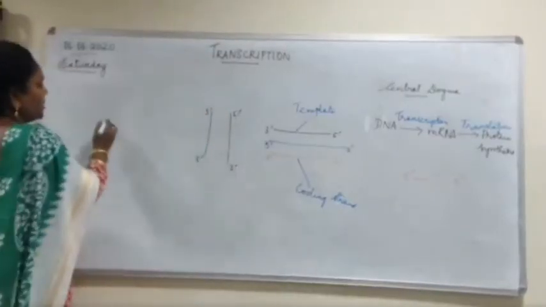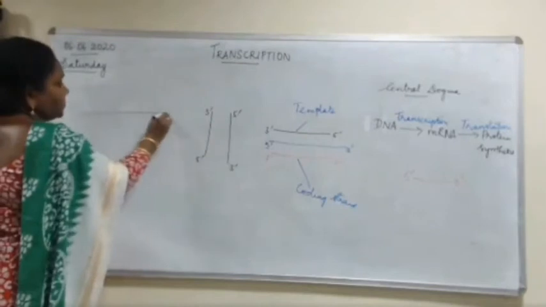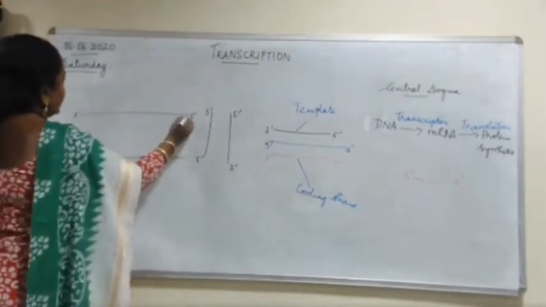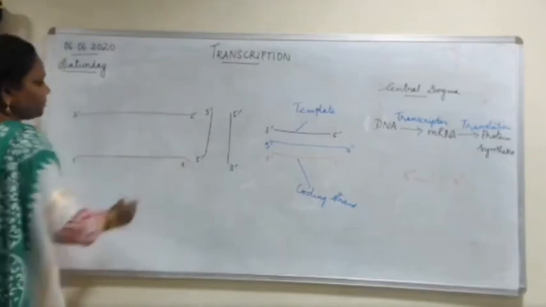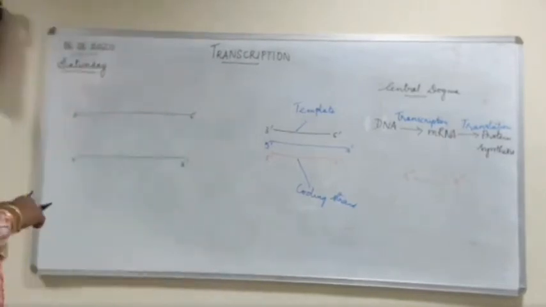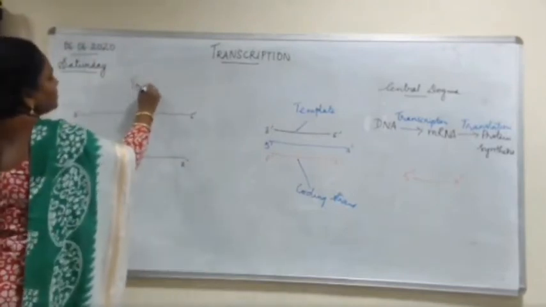Concept, what are we going to learn? If this is 3' to 5', can you see the board, right? 3' to 5'. And this one is 5' to 3'. Now, when you learn about the transcription unit, what is this transcription unit?